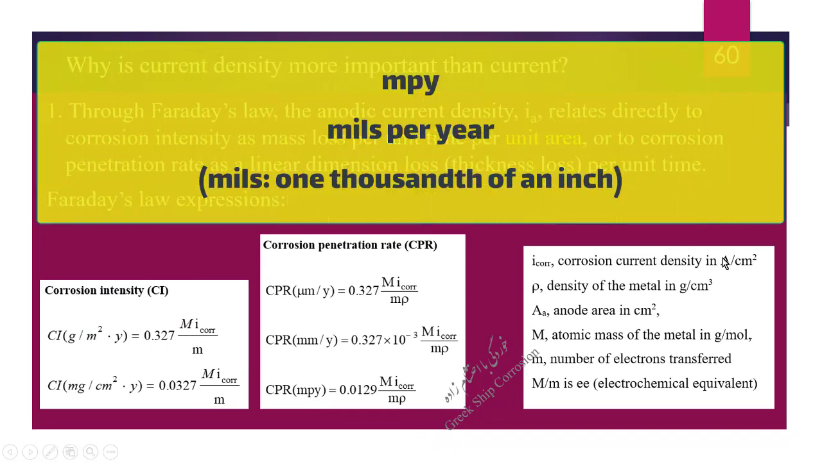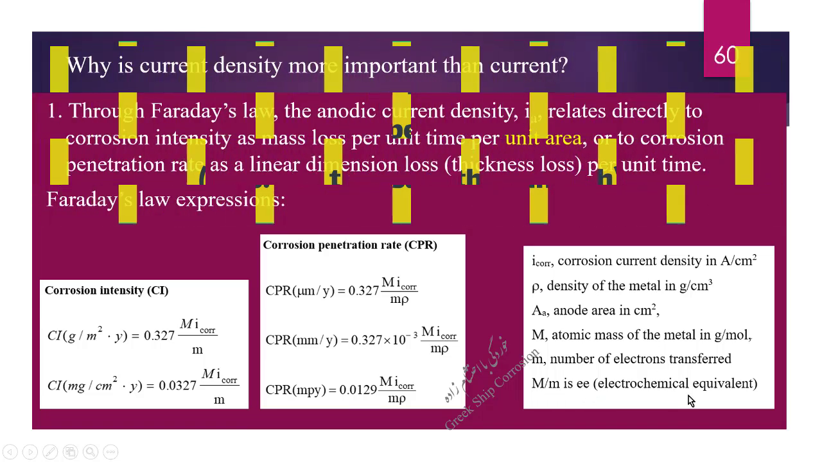i corr is corrosion current density in ampere per square centimeter. Rho is density of the metal in terms of gram per cubic centimeter. AA is anode area in square centimeter. M is atomic mass of the metal in terms of gram per mole. n is the number of electrons transferred. M divided by n is EE, electrochemical equivalent.